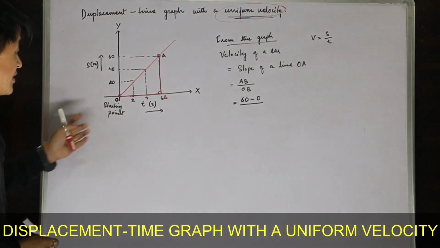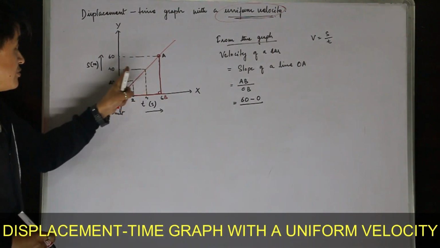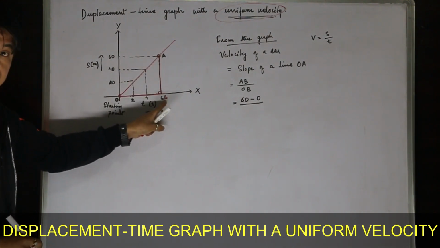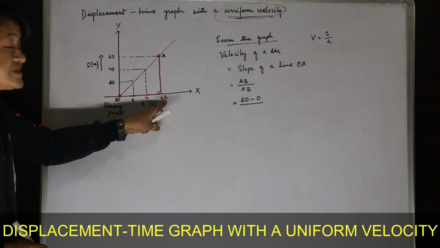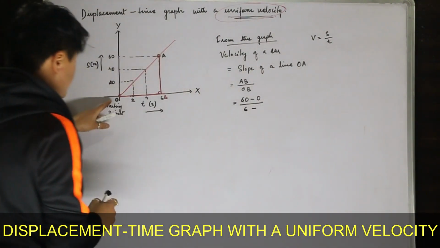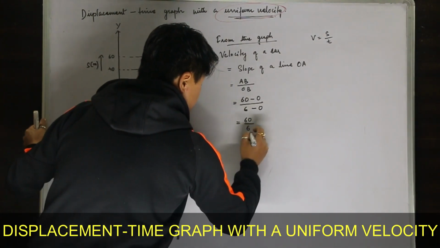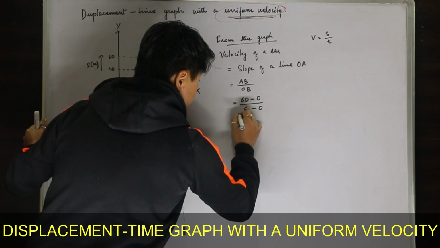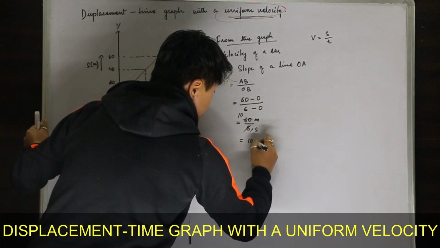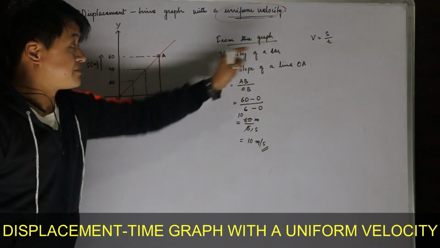And here, if you have to find the time, it started from 0 second, and when it reaches point A, the time taken by the car was 6 seconds. So final time is 6 seconds, initial time is 0 second. From here, 60 upon 6, 6 1s are 6, 6 10s are 60, this is meter, this is second, equals 10 meter per second. This is the velocity of the car.